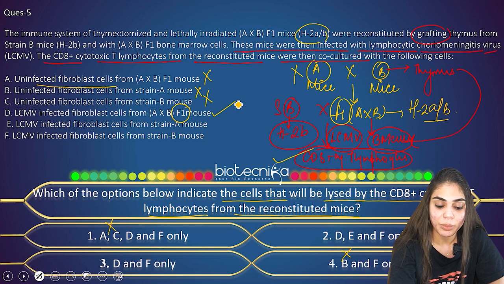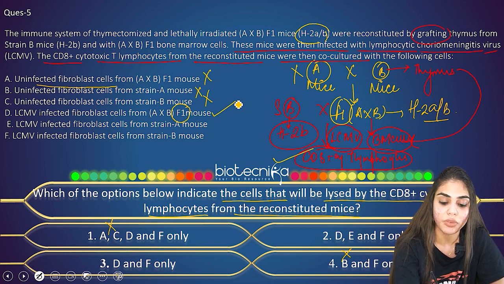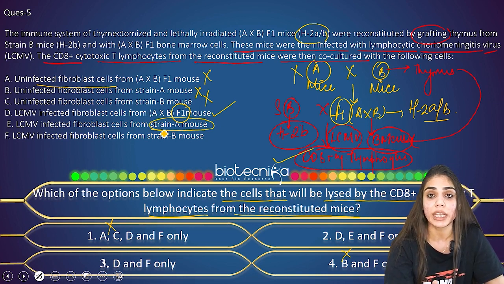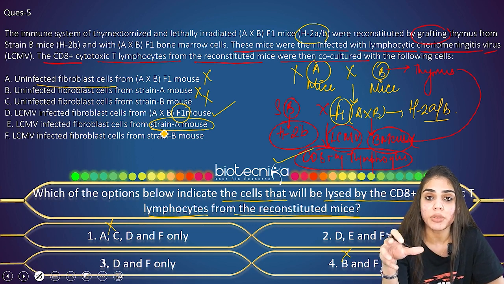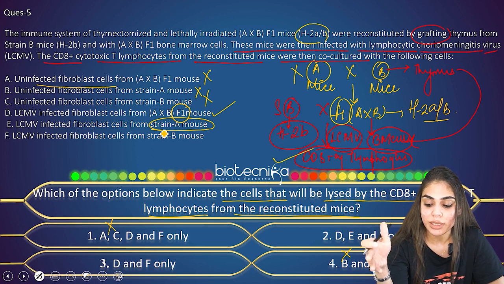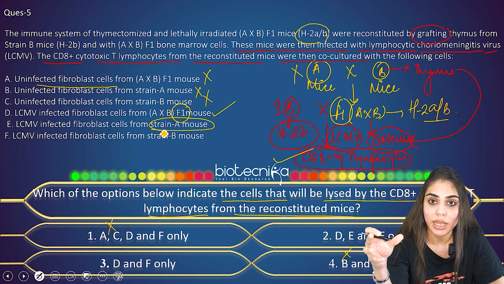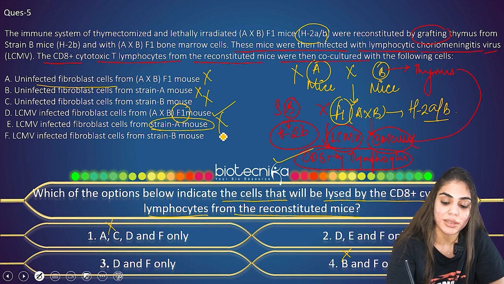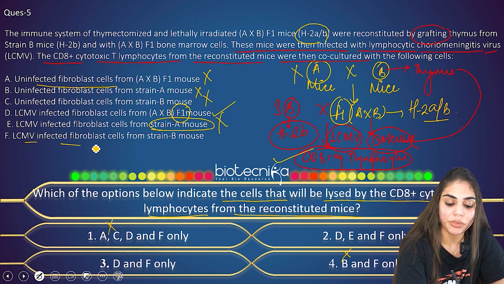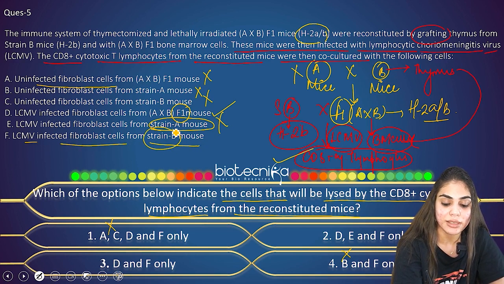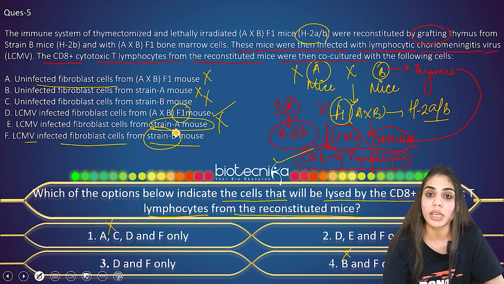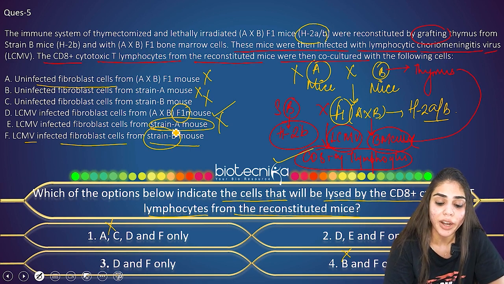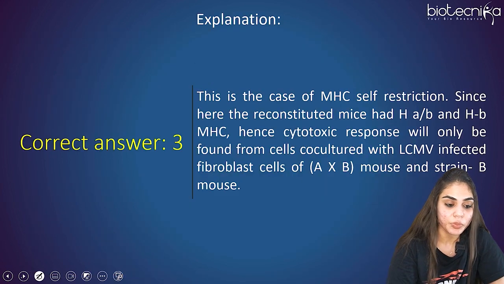LCMV infected fibroblast cells from strain A mouse. No, it will not be able to recognize a strain A mouse. Why? Because the strain A mouse has nothing to do with this T lymphocyte, because it was isolated and grafting was done from strain B. So it will not recognize this infection. LCMV infected fibroblast cells from strain B mice. Yes, it is going to identify this strain B infection. So accordingly, D and F statements are correct, and option third is the right answer.